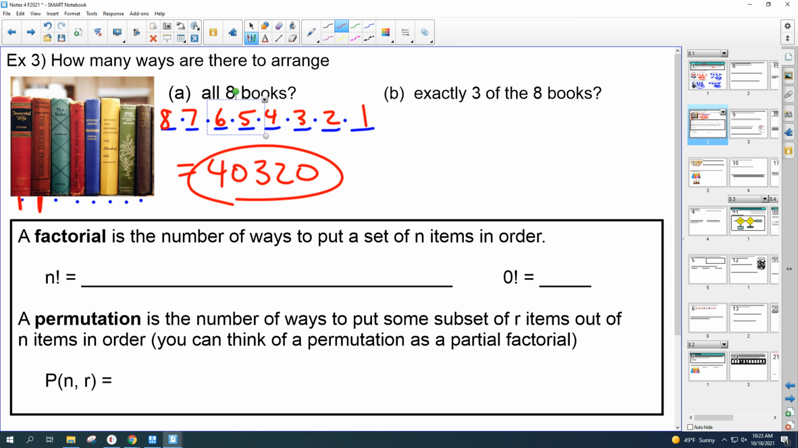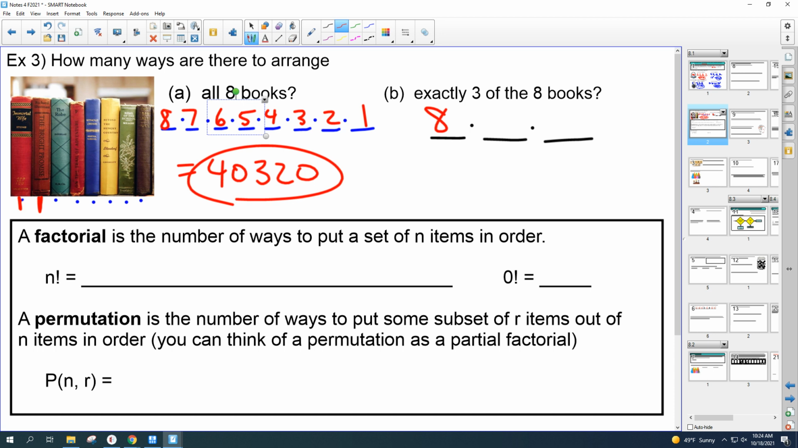So how about part B, which says exactly 3 of the 8 books? This is a different question because we're only placing 3 books this time. We're not placing all 8 of them, so there would not be 8 blanks. There would only be 3 blanks this time. And so if you think about it, how many ways are there for me to pick that first book?